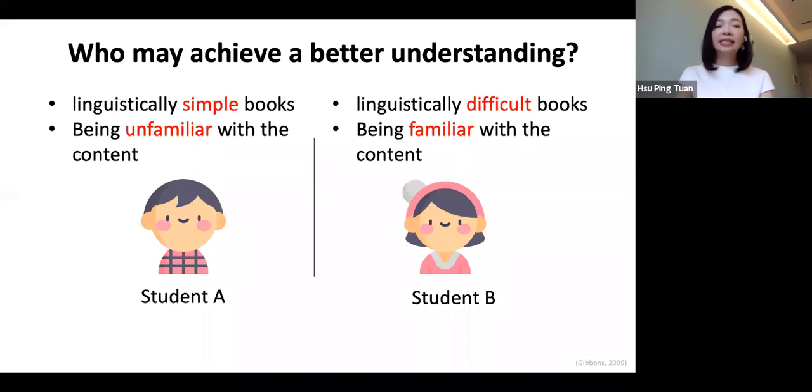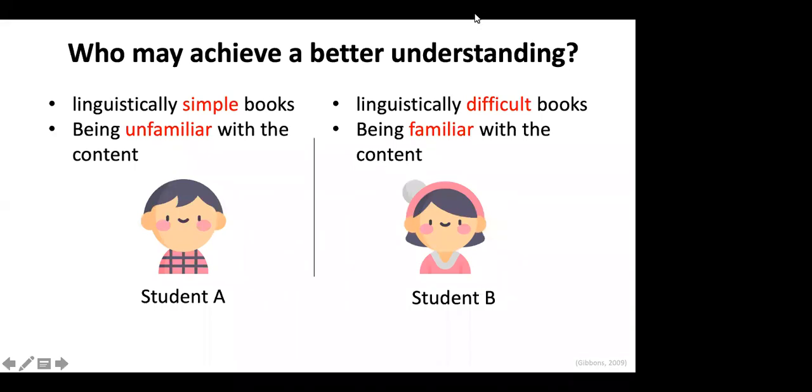So Emily, could you please help us with the poll? So for the attendees, could you please choose the one that you think can achieve a better understanding? Thank you. I'm just having a little bit of a technical difficulty with the poll. If we could just use the chat box for this one, that'd be great.